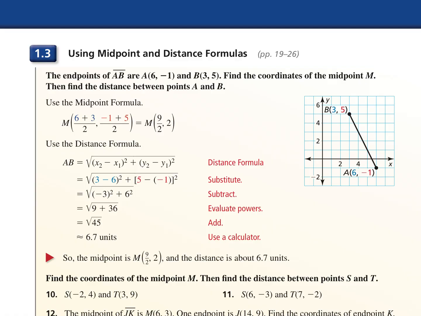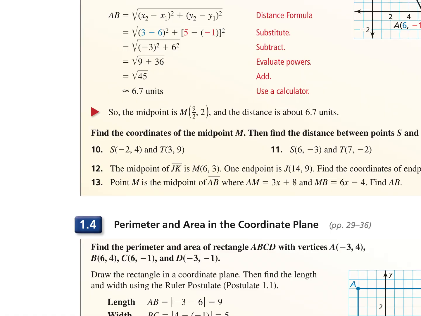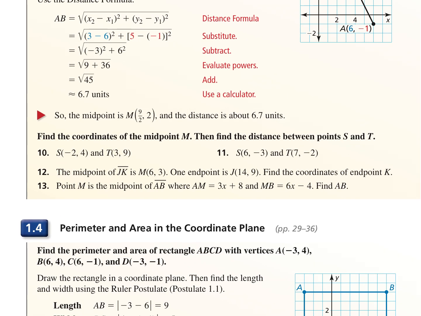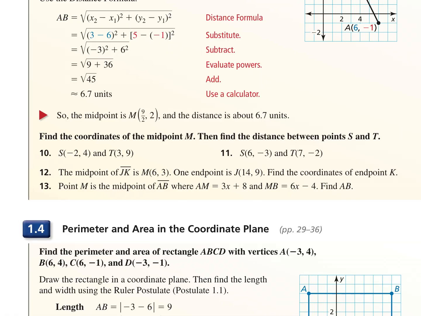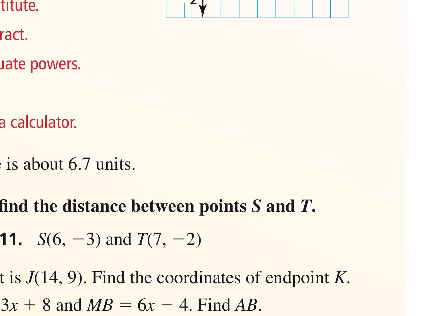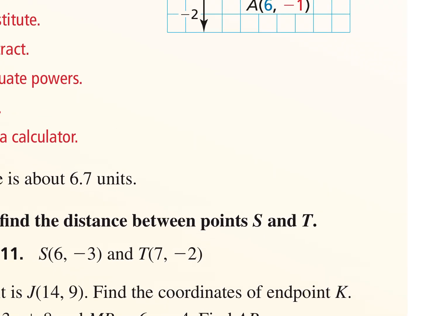Okay. All right, going ahead to 1.3, it says find the coordinates of the midpoint, then find the distance between points S and T. So for this one, they're asking for two things, midpoint and distance, and you have to know your formulas. Midpoint formula, I'm going to go ahead and write right here. I'm going to have x1 plus x2 divided by 2 equals my midpoint. y1 plus y2 divided by 2 equals my midpoint for y. Okay, that's my midpoint formula.